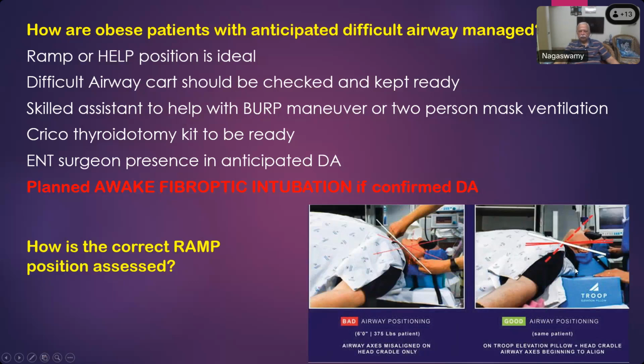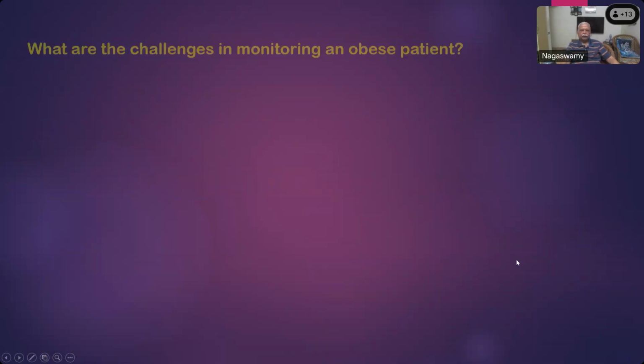So after placing the patient in RAMP position, you should always go to the side of the patient and see the lateral view, and make sure that the external auditory meatus and the suprasternal notch are in the same line. Here you can see it is going in an oblique way. It is not in a parallel straight line. So this is the correct RAMP position that has to be done.